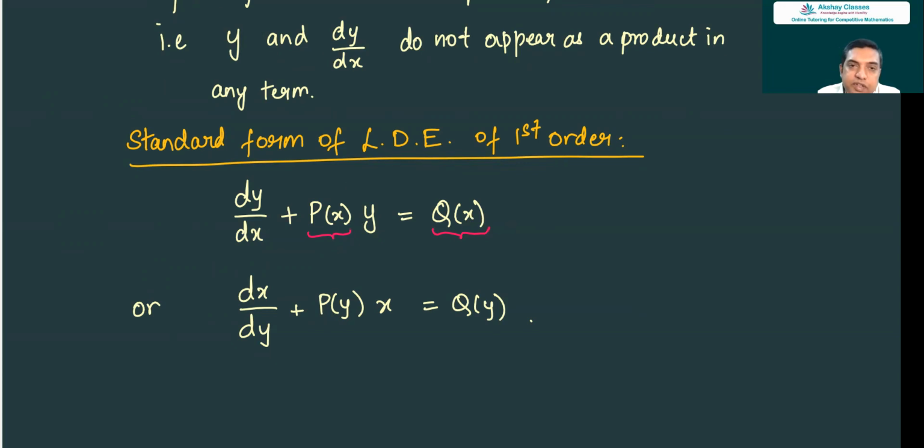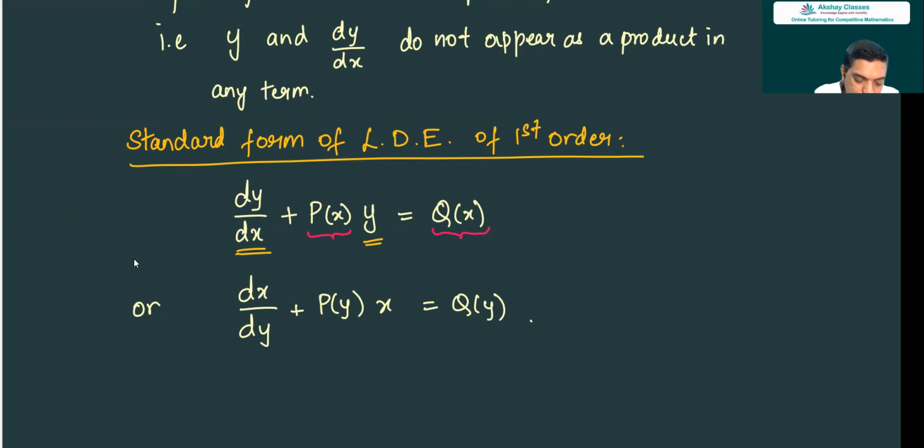This is still a linear differential equation because the order of the derivative is 1, the first order derivative, and its degree is 1. And y, the dependent variable, appears in a separate term other than dy by dx. So this is of degree 1 and dy by dx is of degree 1 and they are not multiplied together. So this is the linear differential equation.